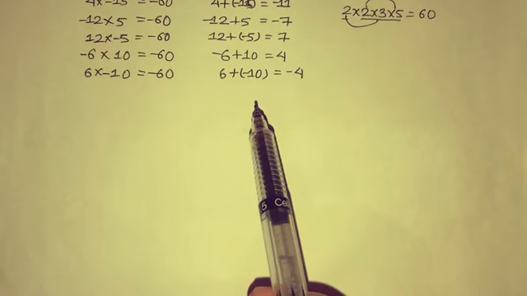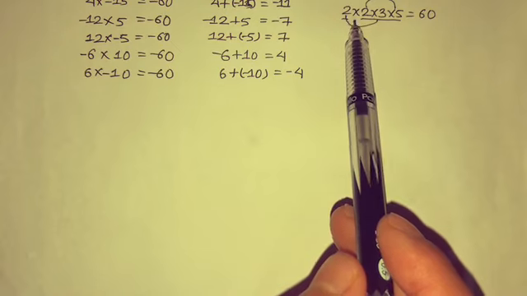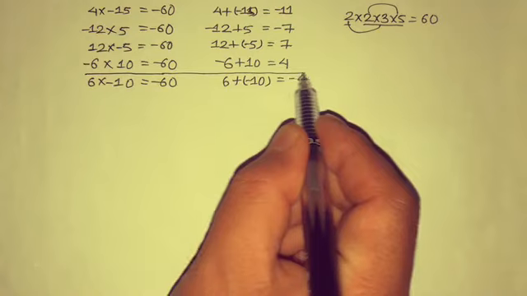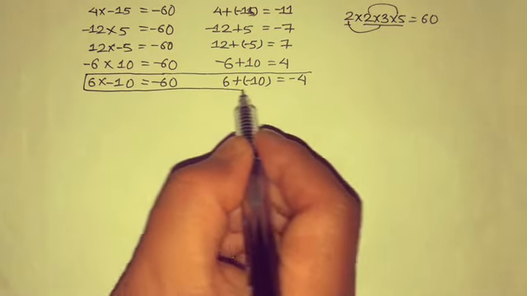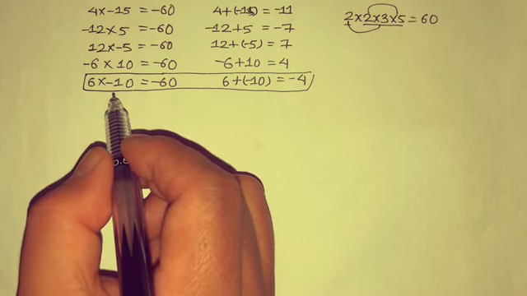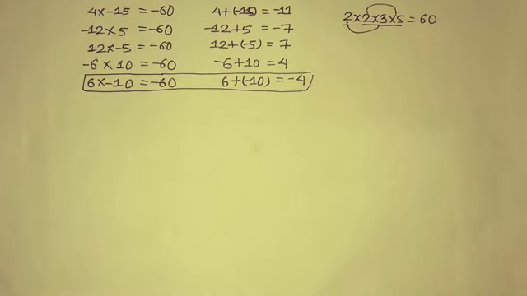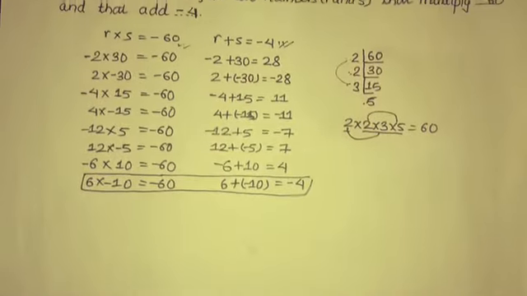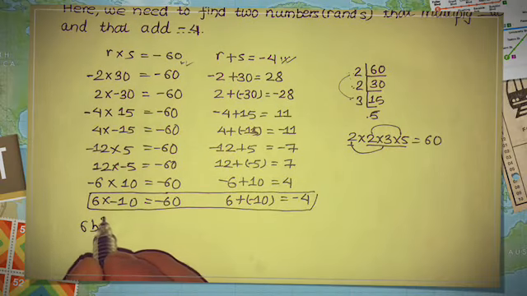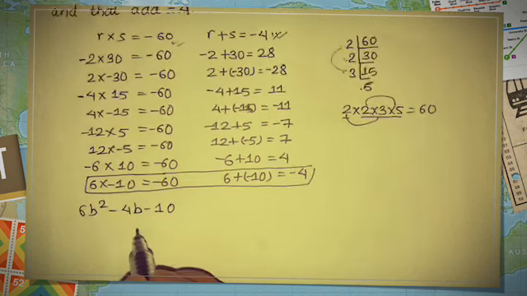This way we have to try making different combinations of two numbers by using their prime factors. So 6 and −10 are the required numbers which satisfy these conditions. Okay, it can be factorized now easily. So finding the two numbers is very important.